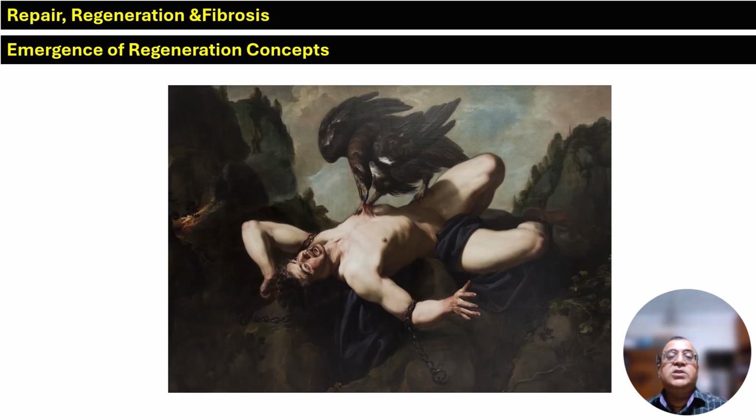The concept of regeneration has been around since ancient Greek times. Prometheus was punished by Zeus, and a bird came daily to eat his liver, which regenerated by the evening. So people were aware of the body's healing power. The liver is one of the few human organs with true regenerative capacity.